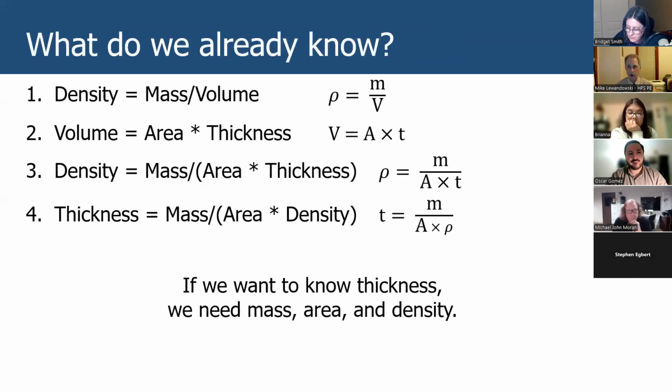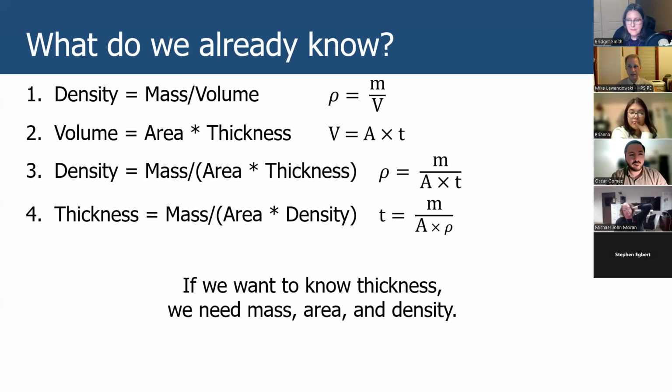So think about what we already know. Here are things that we learned in high school, or those of you who are precocious, certainly not me, might have learned this in middle school. Think about the definition of density. Density is just mass per unit volume, and volume is just the cross-sectional area multiplied by the thickness of a solid. So we can combine those two and see that density is simply mass divided by the product of area and thickness.